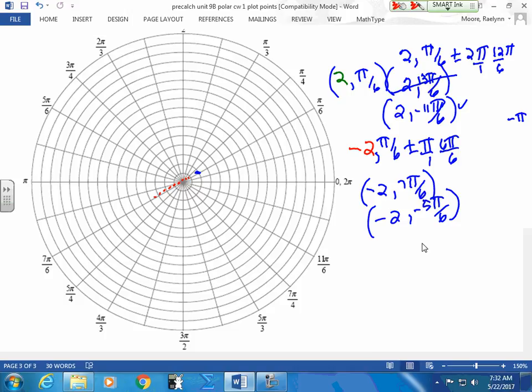If I came the negative way, this way, if I came negative 5 pi over 6, this would be negative 6 pi over 6. So this would be negative 5 pi over 6. And if I came here, if I could plot this point, it would be right there. But we don't plot it. We just name it. Tough concept, but we just name it.